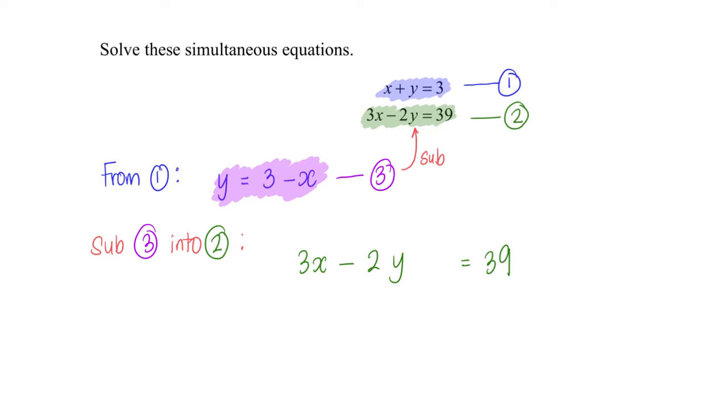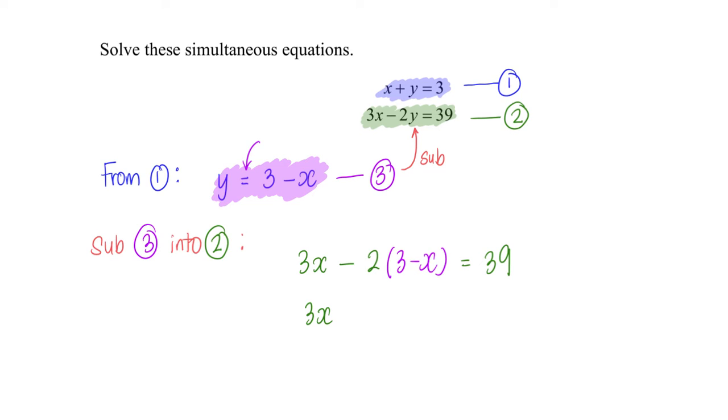Now, my y that you see here, I'm not going to write it as y anymore. I'm going to write it as 3 minus x. Okay, so that's what's going to happen. So essentially, I'm substituting y with 3 minus x because they are equal to each other. And once I do that, this equation becomes relatively easy to solve.